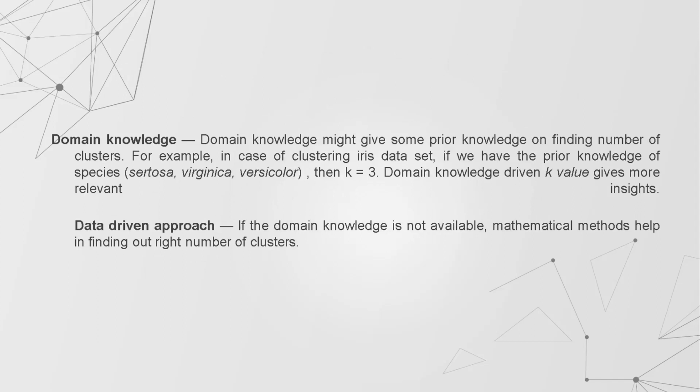So what is domain knowledge? Domain knowledge might give some prior knowledge on finding the number of clusters. For example, in the case of clustering the iris dataset, if we have prior knowledge of the species, setosa, virginica, and versicolor, then K is equal to 3. Domain knowledge driven K values give more relevant insights. With the data-driven approach, if domain knowledge is not available, mathematical methods help in finding the right number of clusters.